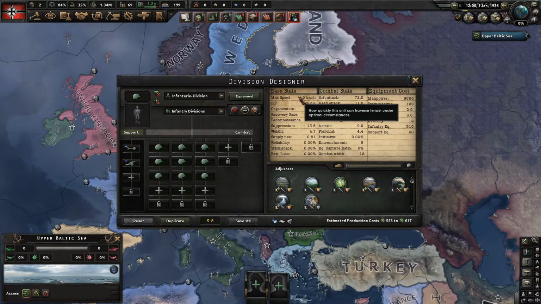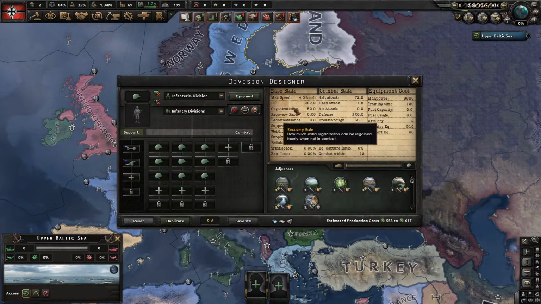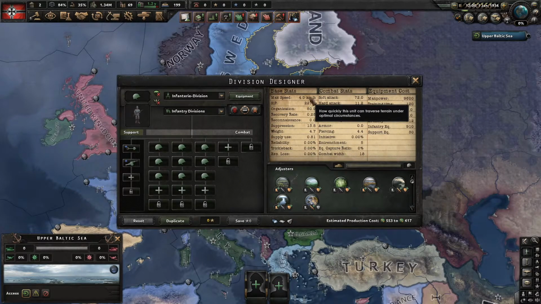Now, support divisions aren't included in this. The game just thinks that, well, if you have artillery or whatever, it will just push up a truck and just go ahead with it. So those stats are not counting, it's just these normal divisions that we'll be using to measure the maximum speed.